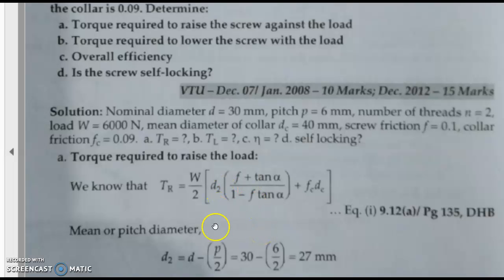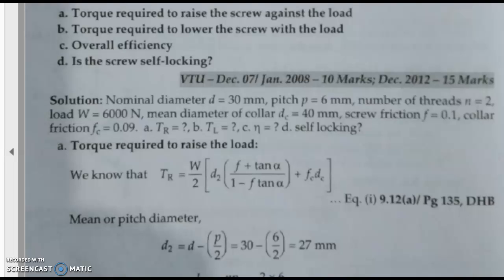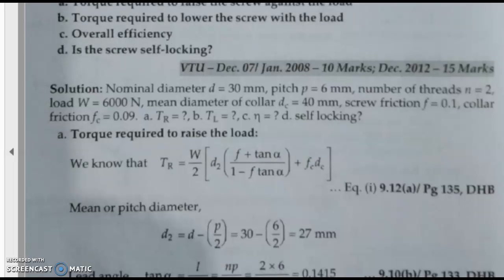Here we need the value of D2. How will we calculate D2? D2 we can take from this equation, that is D2 is equal to D minus P by 2. We can substitute all the other values, that is D is equal to 30 mm, P is equal to 6, then we will get D2 is equal to 27 mm.